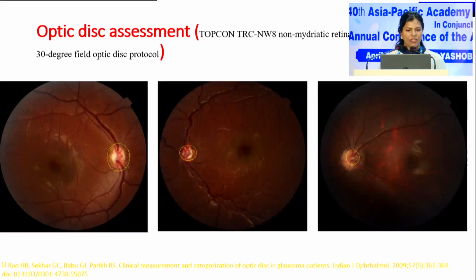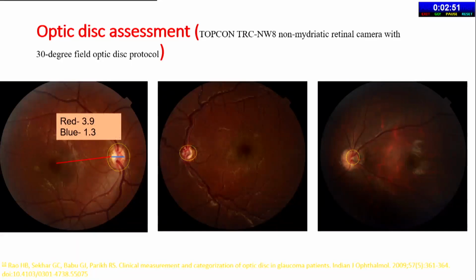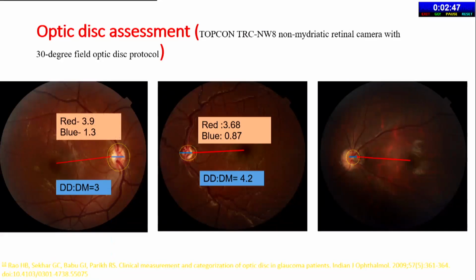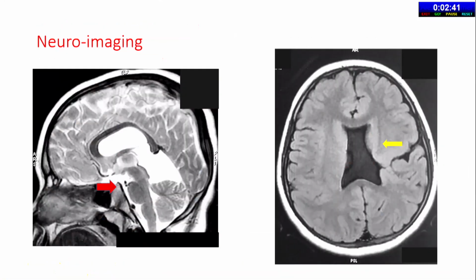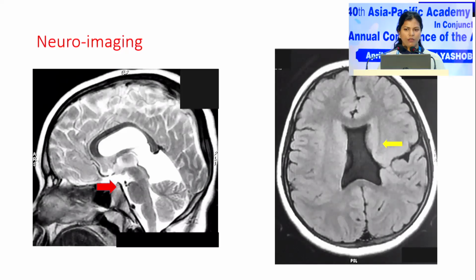The disc was measured both vertically as well as horizontally, and the average was taken, and the disc to macular distance was measured from the temporal margin of the disc to the center of the macula. Based on that, the disc macular distance was calculated in terms of ratio. Like in the photographs you are seeing here, from left to right, the severity of the disc hypoplasia is increasing. Neuroimaging findings were also noted in patients.